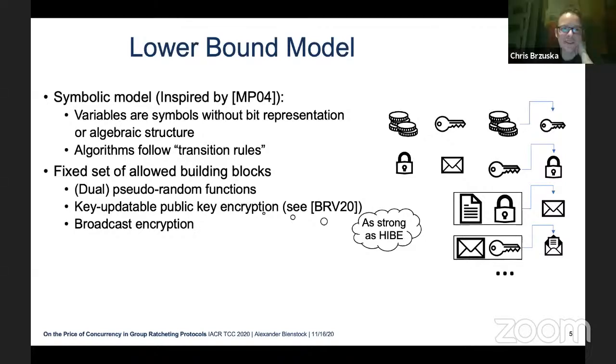So the interpretation is more that it's informative for the design. Like if you reach this level of efficiency, then maybe you can stop looking. Yeah, I think so.